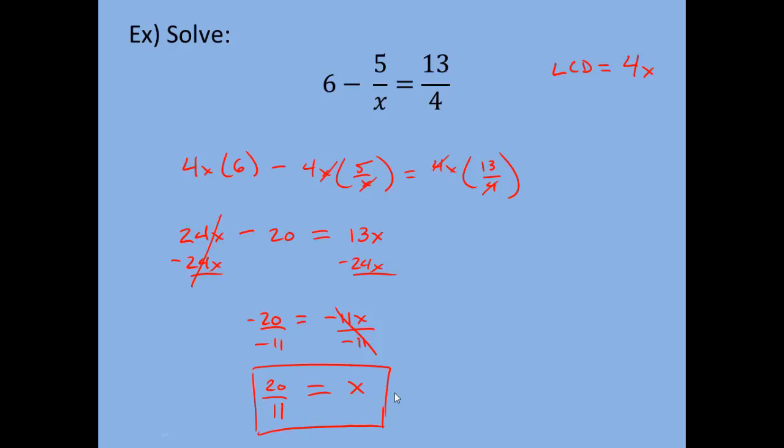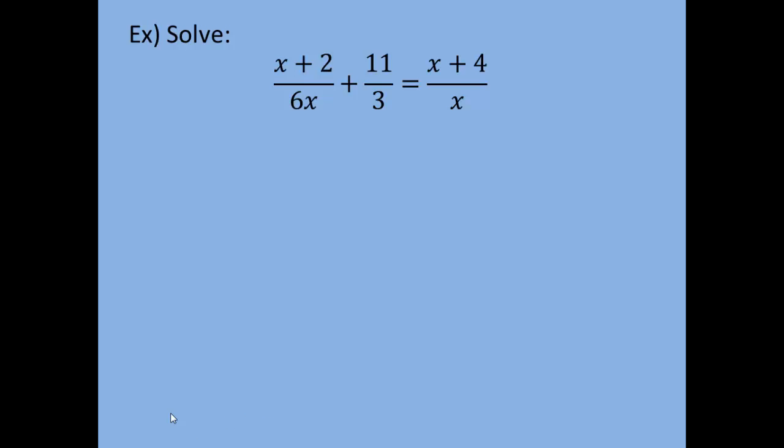Again, it's okay to get fractions as your answer here. Let's take a look at one more. So we want to solve x plus 2 over 6x plus 11 over 3 is equal to x plus 4 over x. Again, we're looking to see if we have a rational equation. It's an equation because it has an equal sign. It's rational because it has fractions in it.